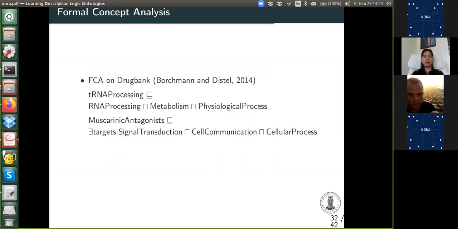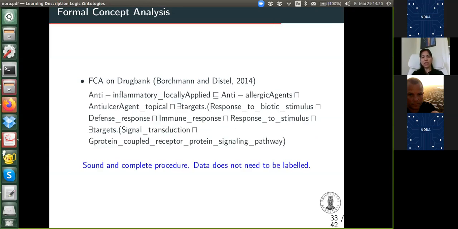So there have been some experiments by Borchmann and Distel using the DrugBank, using this approach. And these are some of their findings. The DrugBank is a data set where one can see interactions between medicaments. And within these methods, one may also find not only simple relationships between concepts, but also complex ones. It is a sound and complete procedure. So if you have a structure, you are guaranteed to find and axiomatize these inclusions. And also on the good side is that the data does not need to be labeled. So in some sense, easier to apply.